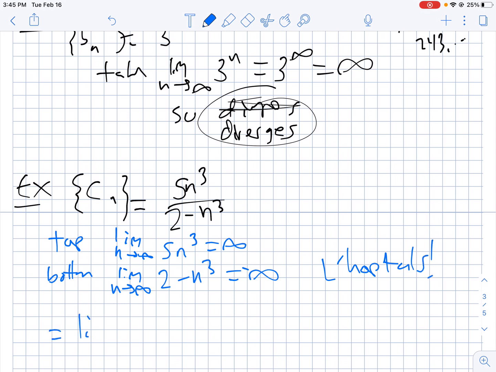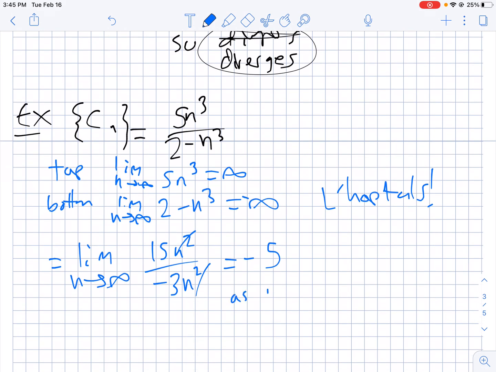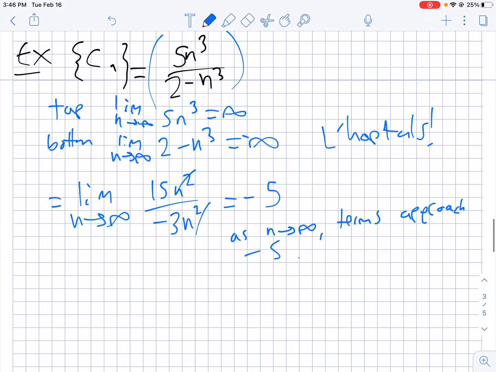So this is the same as taking the limit of the derivative of the top and the bottom. The derivative on top is 15n squared, bottom is negative 3n squared. Those cancel, so this just turns out to be negative 5. So again, what that means is, as n goes to infinity, the terms of this sequence approach negative 5. You can try this in your calculator, right? If you plug in 100, 1,000, a million into these equations, you're going to get a decimal that's closer and closer to negative 5, the larger value you put in. So that's what's going on there.